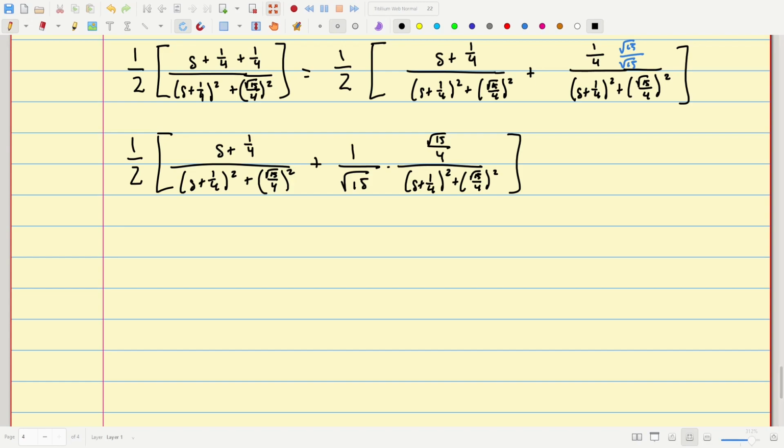Okay. This part here has an inverse Laplace transform. It looks like this. This part here has an inverse Laplace transform. It looks like this. Okay. Those are both known inverse Laplace transforms, except we have constants being multiplied times them for what's going on.